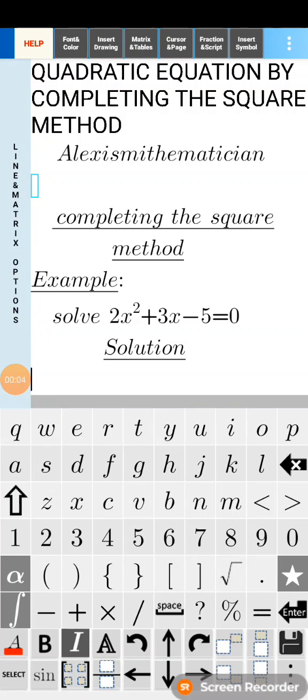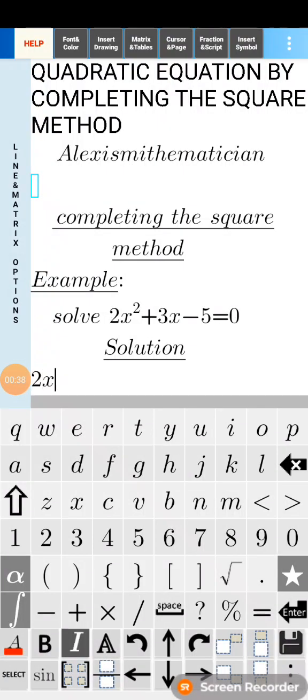Welcome to today's tutorial. In today's tutorial, we'll be looking at quadratic equation by completing the square method. In my last video, I did quadratic equation by factorization method. Today is completing the square method. I will have a question here, which is solve 2x squared plus 3x minus 5 equals 0. I will be taking you through a step-by-step process on how to solve questions under completing the square method.